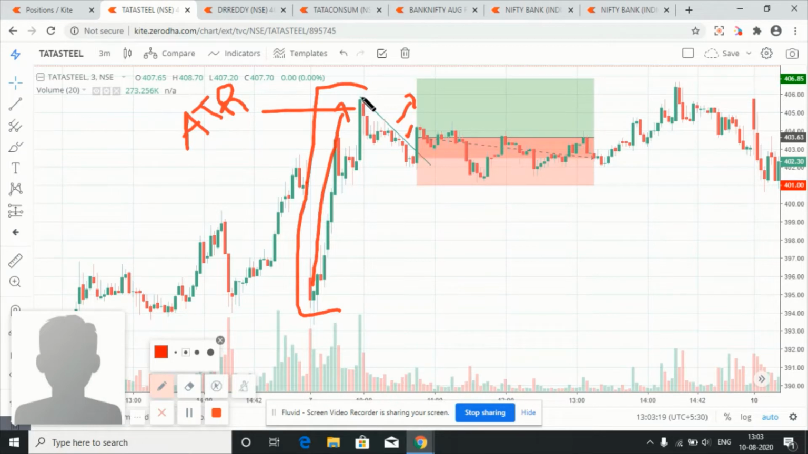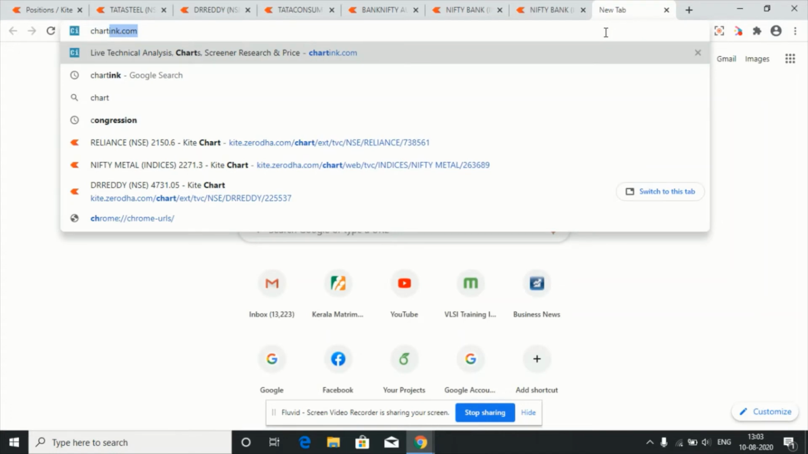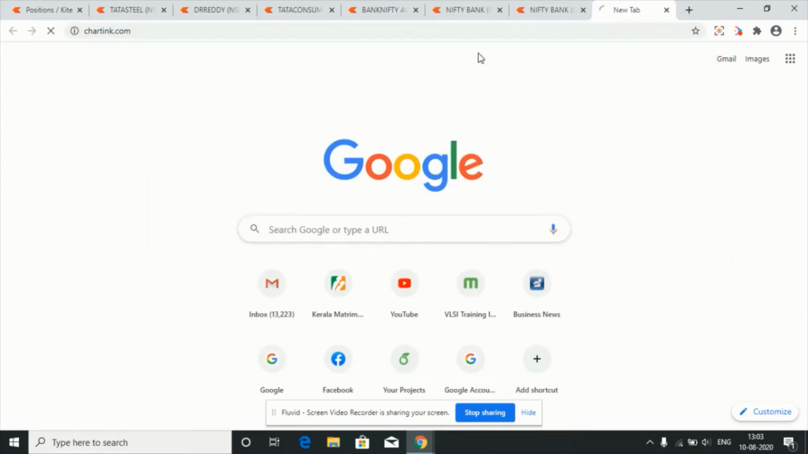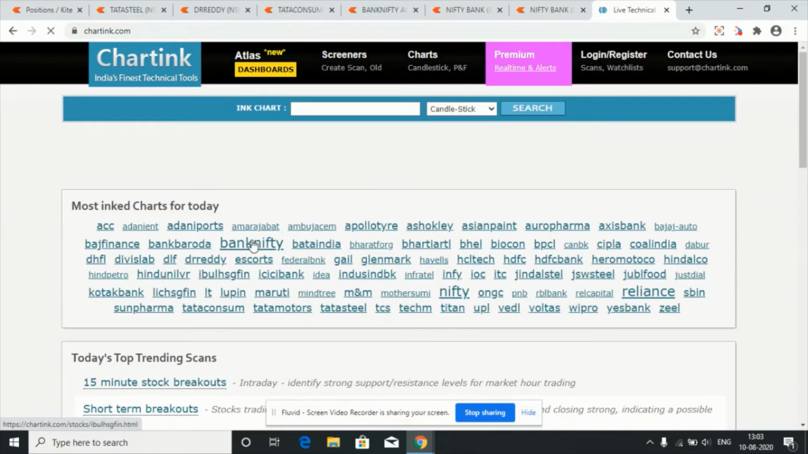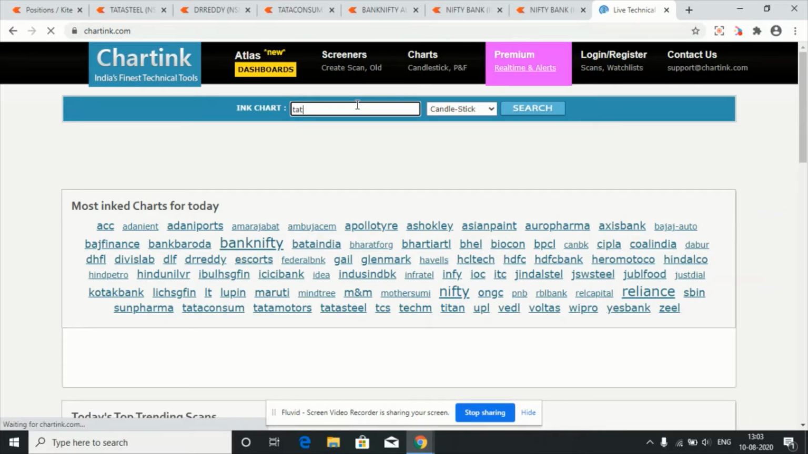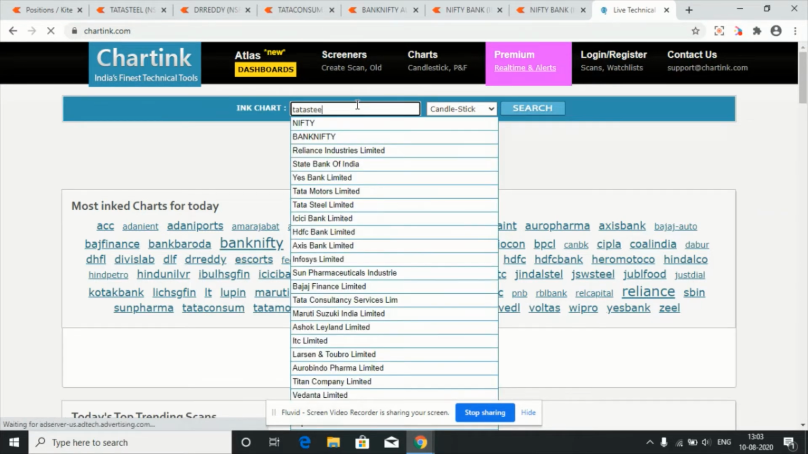So before that, at this point, what we have to look at is the ATR of the stock. How do we look at the ATR of the stock? For that, we'll go to the charting site. All might know about the charting site. This is the charting site, and we'll take the data of Tata Steel.